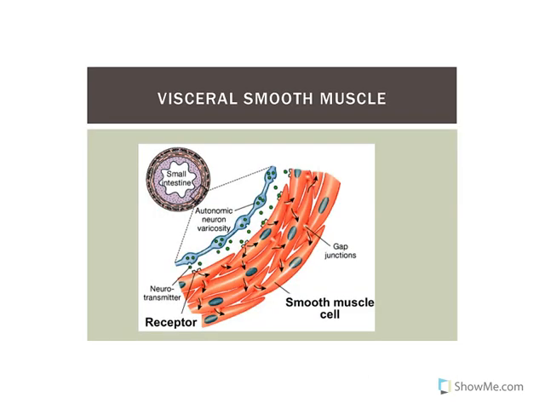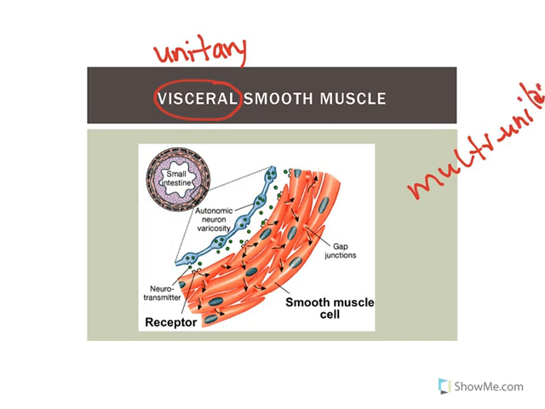So we're going to start first with talking about the muscle that we have throughout the gastrointestinal tract. What we have is what we refer to as visceral smooth muscle, because there's actually two types of smooth muscle. You have visceral smooth muscle, which is also referred to as unitary smooth muscle. There is a smooth muscle that is referred to as multi-unitary, but you will not see this in the gastrointestinal tract, so we're going to put an X over that.